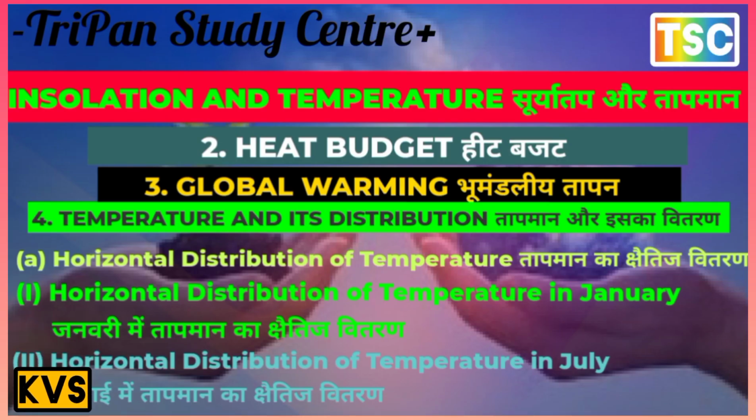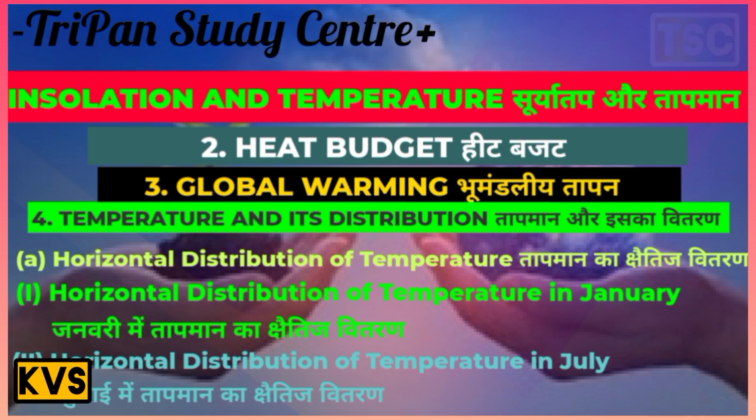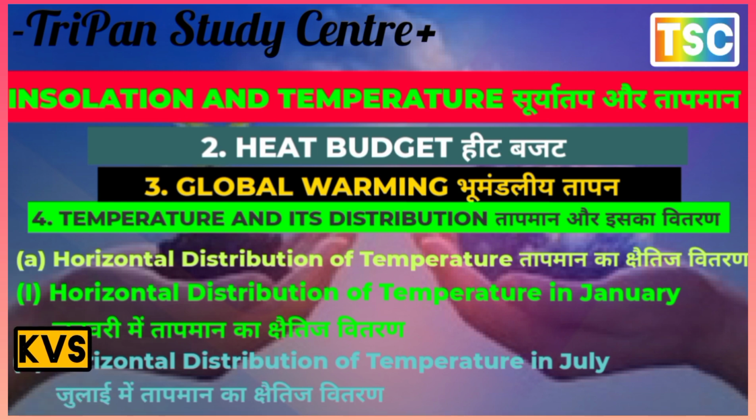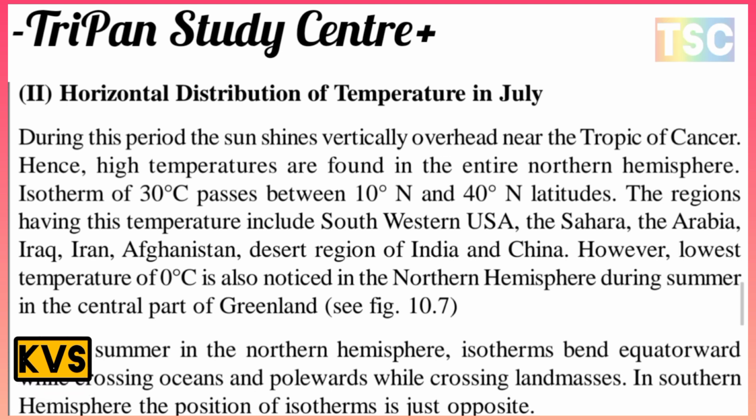The next is the horizontal distribution of temperature in July. This is important here. During this period, the sun shines vertically overhead near the Tropic of Cancer. Here the high temperatures are found in the entire northern hemisphere. The isotherm of 30 Celsius passes between 10 and 14 degrees northern latitudes.